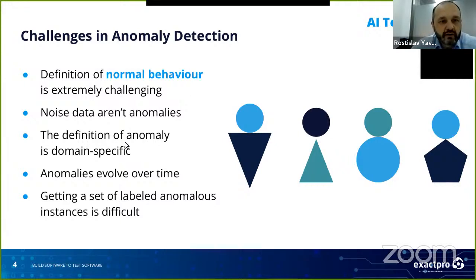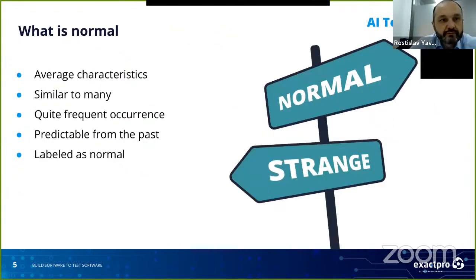Another challenge is that, like I said, the definition is domain specific. And another good example is about weather. To have snow during summertime is definitely an anomaly, and to have snow during the winter is definitely not an anomaly. So anomalies evolve over time. There are different approaches to define what's normal. Like to see that, okay, probably this object has some average characteristics, so it's similar to many of the other objects, or it occurs quite frequently, or it may be predictable. All these approaches are used in different methods and algorithms.